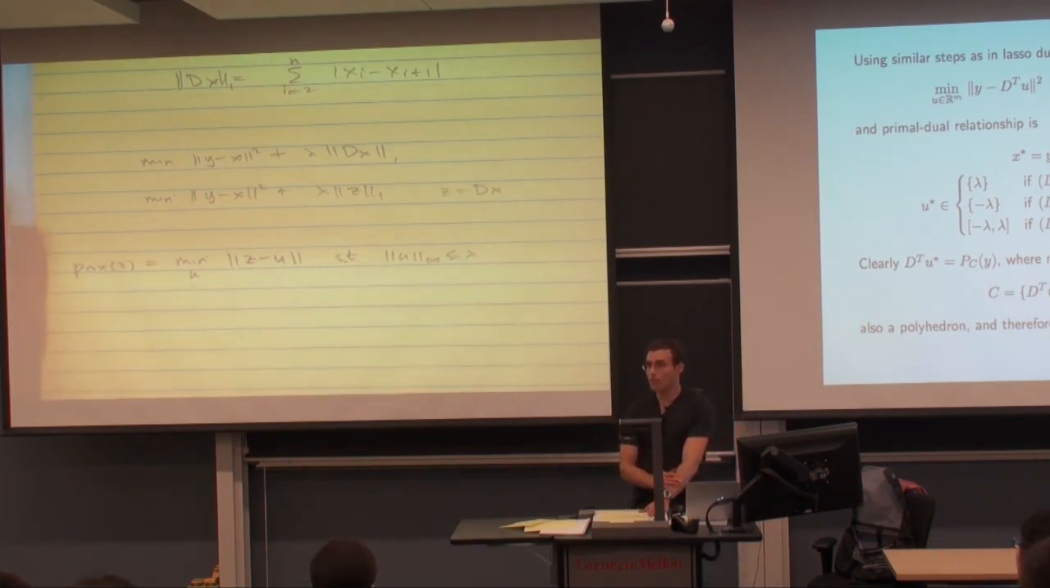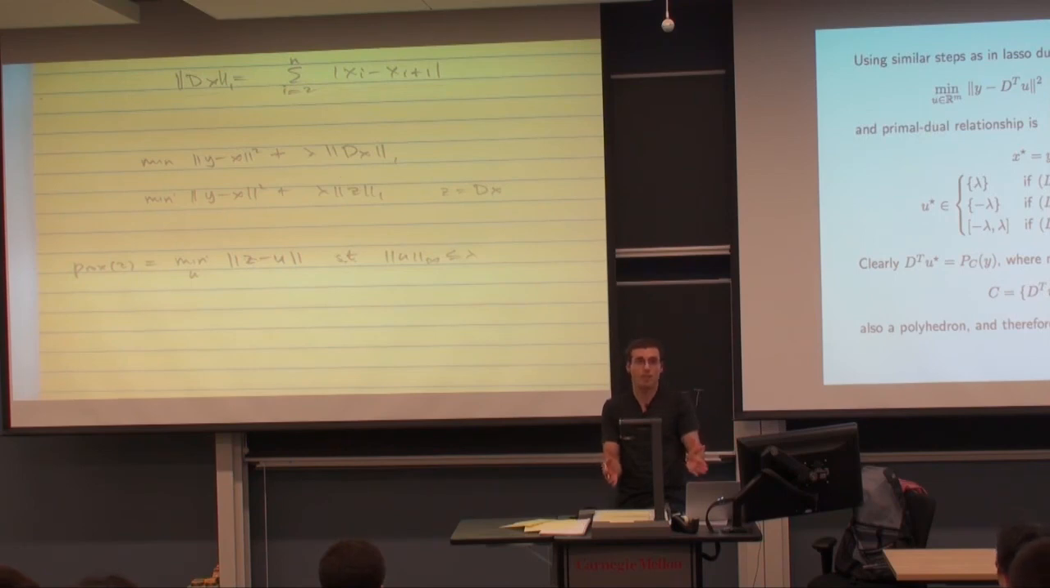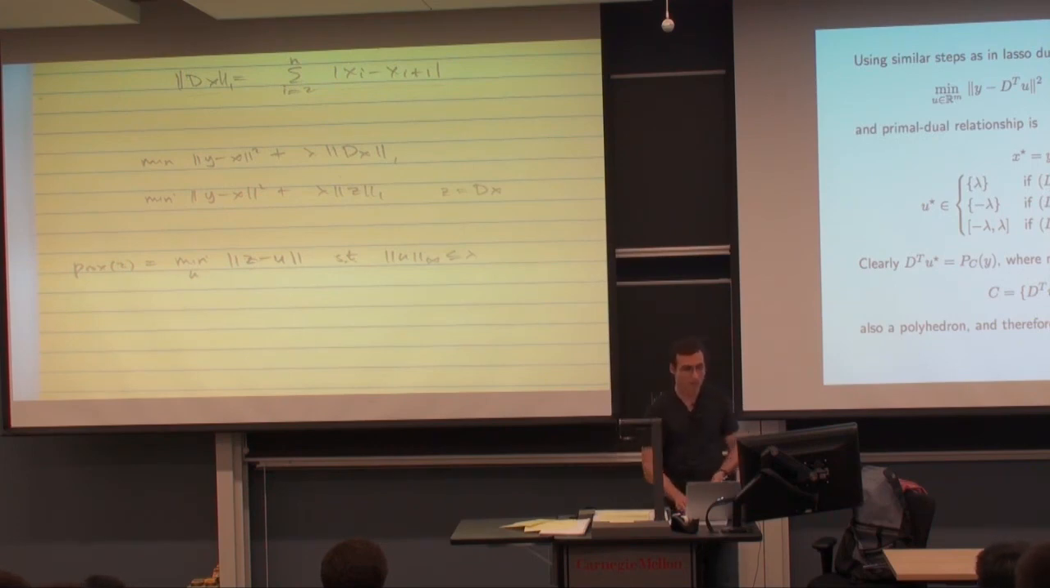This prox function is very easy, right? If z_i happens to be outside of the L infinity ball for that coordinate, I just push it to lambda or to minus lambda, whatever side it's on. Otherwise, I just return z_i in that coordinate. So we can do generalized gradient very easily for this problem. And that means we can get a primal solution.